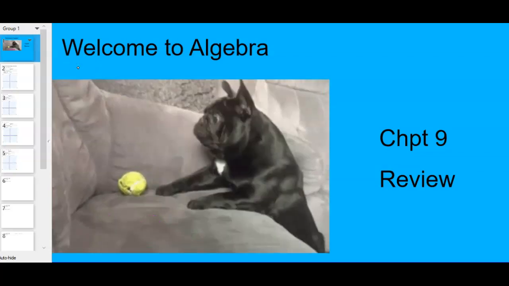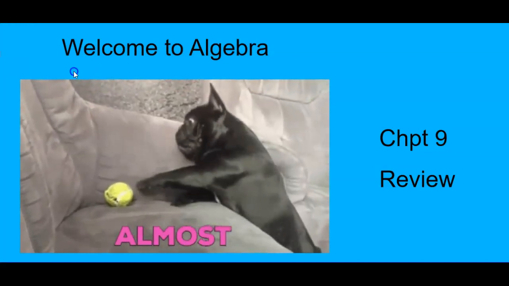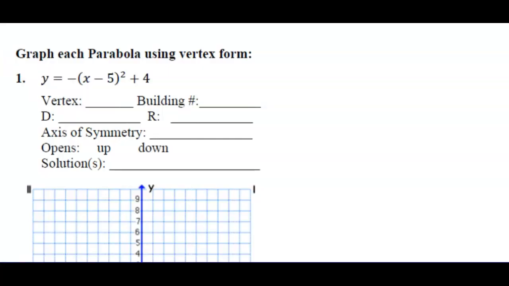It's all about graphing parabolas and absolute value equations.